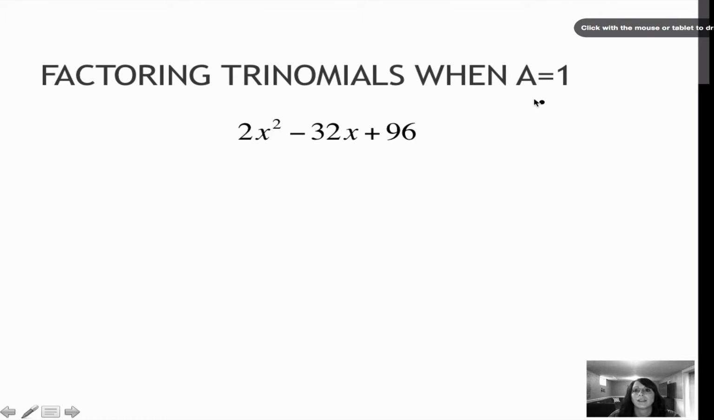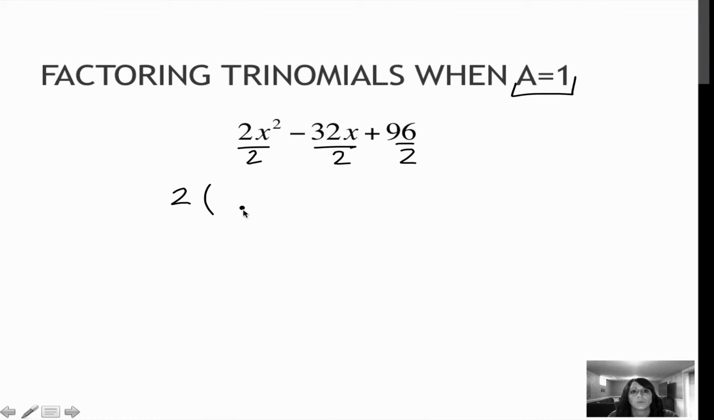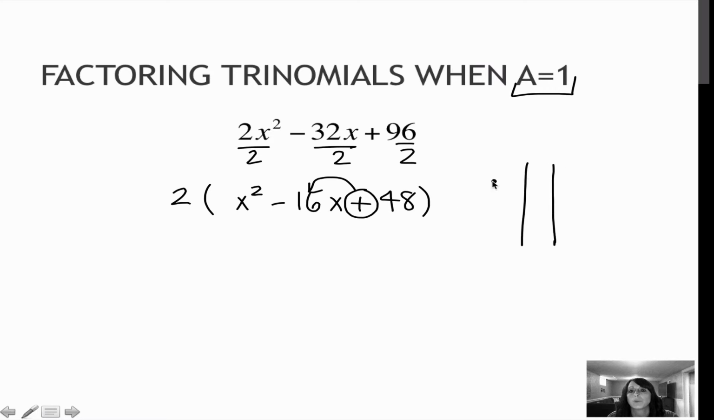This one, as you can see, I sort of lied to you because I said a is 1, but if you'll notice, a is not 1 because there's a 2 in front. But I wanted to show you this one because it does have a GCF of 2. Once I take out that GCF of 2, I'm left with x squared minus 16x plus 48. Now I'm going to factor by looking for numbers that multiply to 48 that add to negative 16. So they have to add to 16.